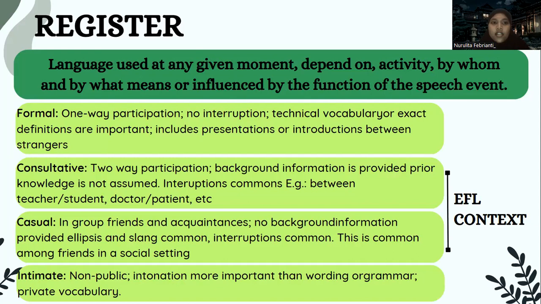Now, same as style, register also has many types. The first one is formal or one-way participant with no interruption, and then consultative that happens with two-way participants, and then casual or in a group of friends and acquaintances, and then intimate, which is the same as the style, happening between two very close relationships. Same as style, the registers that mostly happen in the EFL context are consultative and casual, which happen between the teacher and the student or maybe the student and the student when having a discussion.